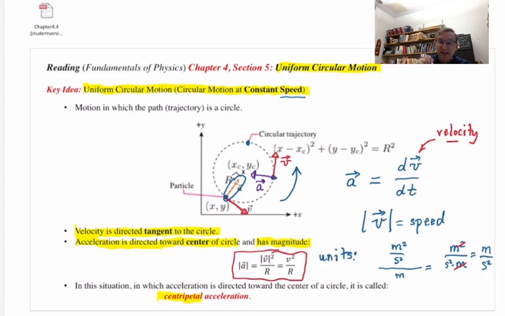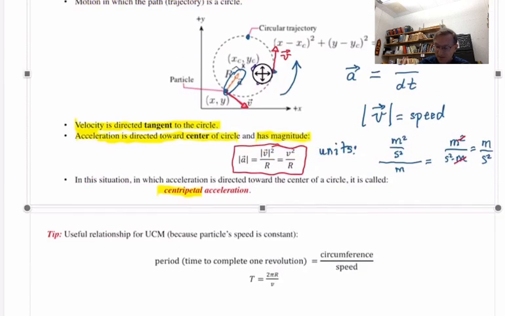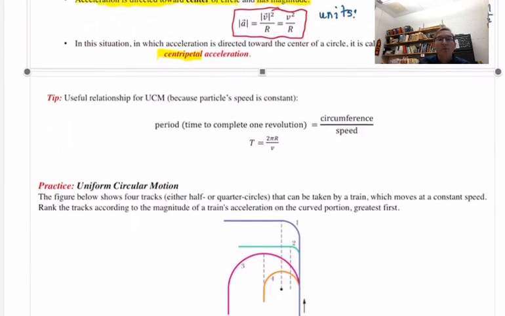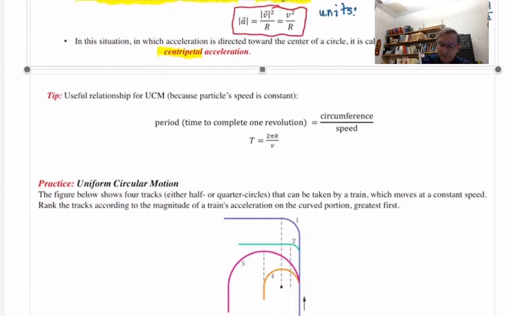Okay, I hope this is making sense. This is a very important kind of motion for us to study and understand. So let's start practicing. I have one more little tip to tell you as well. Let me bring up some more content here. Okay, here comes the next tip.